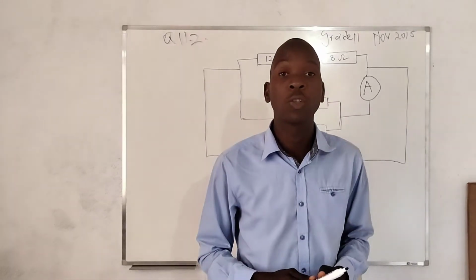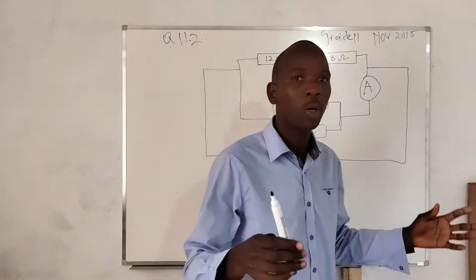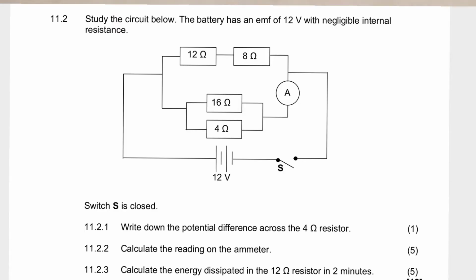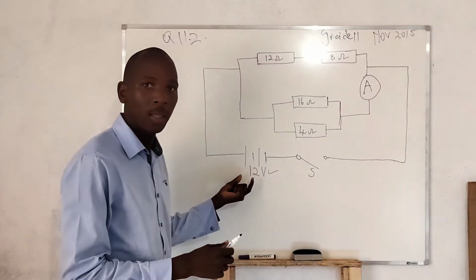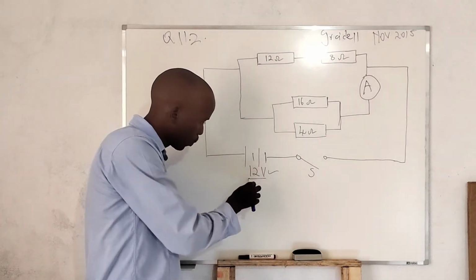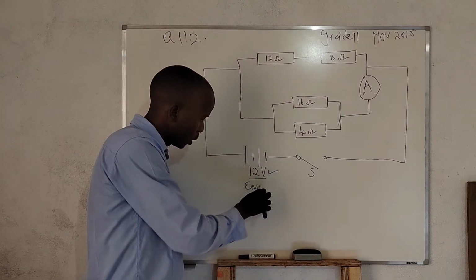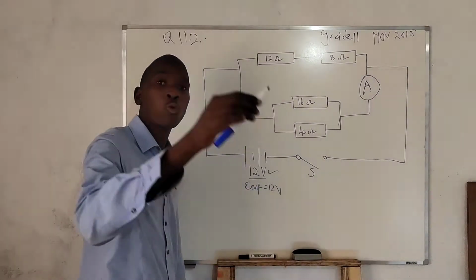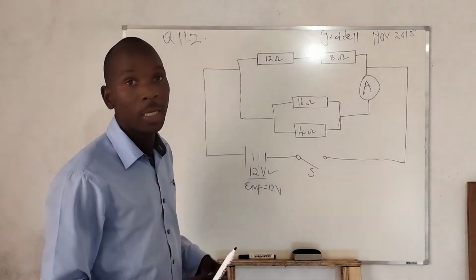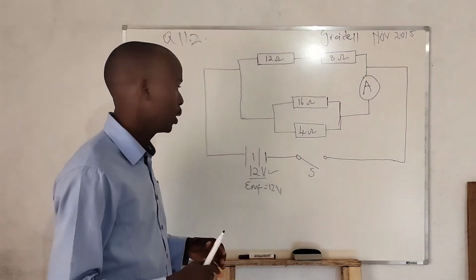Hopefully this will be the last question in grade 11. So we have an electrical circuit. As you can see there, the EMF of the battery is 12. This is still the grade 11 question paper 11.2, November 2015. The EMF of the cell, or just voltage, is 12 V. So we don't have to worry about internal resistance; it is still negligible.